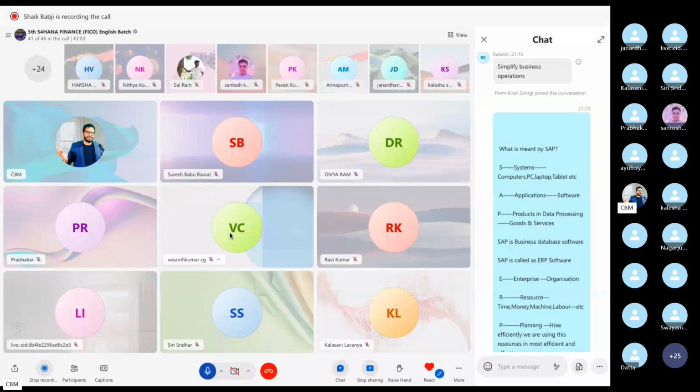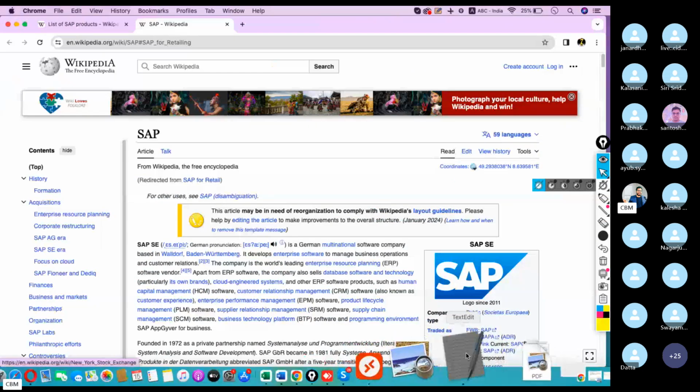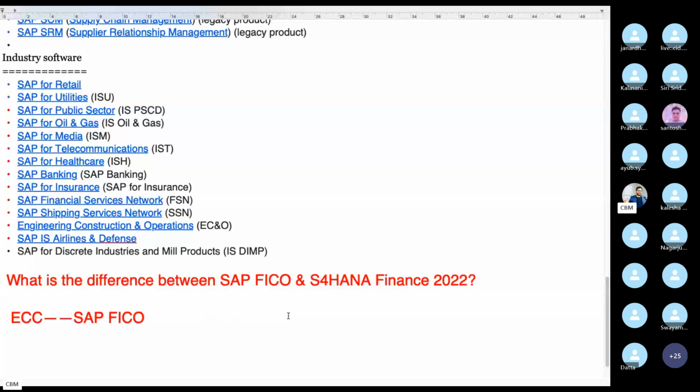See, guys, in ECC we have SAP FICO. But SAP S/4 HANA is a completely new version. Like if you feel this is 3G, this is 4G, then this is the 5G version. Whatever facilities are there in ECC will be there in SAP S/4 HANA. But the new functionality in S/4 HANA will not be there in ECC.